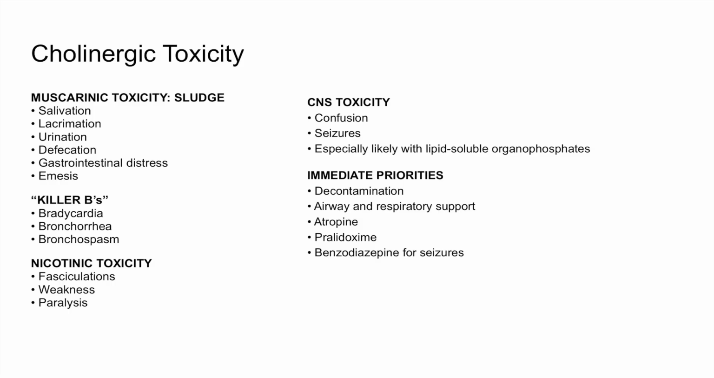So management begins with decontamination and aggressive airway and respiratory support. Atropine blocks muscarinic receptors and is titrated primarily to control bronchial secretions and bronchospasm. Pralidoxime can reactivate acetylcholinesterase in organophosphate poisoning if administered before enzyme aging, which we'll get into in the following slides, so don't worry about it. And this helps particularly with nicotinic weakness. So benzodiazepines are just broadly going to be used for seizures. But like I said, we'll get into this later. This is just mainly for the SLUDGE mnemonic and those killer bees.